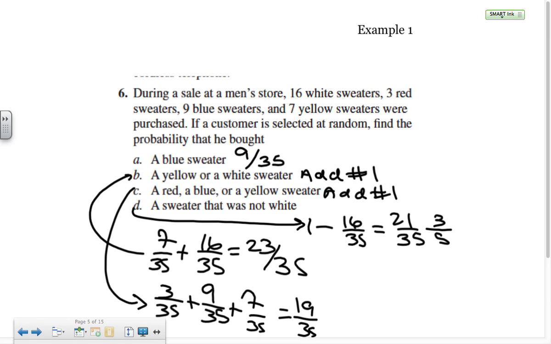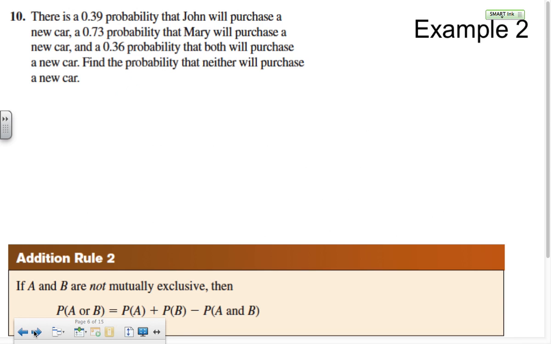So you have to be able to read a question and decide what rules you're going to use. I think that's one of the hardest things. If you're given a rule specifically and told to use this rule for this problem, you can do it. But if you're not given a rule, sometimes it's a little harder. So let's look at the next example.